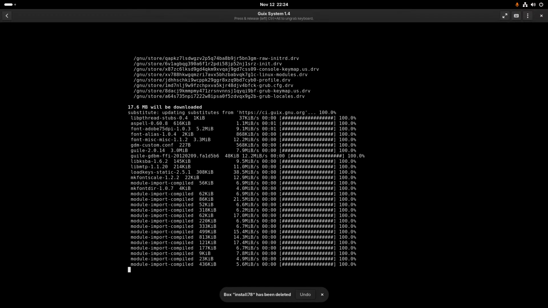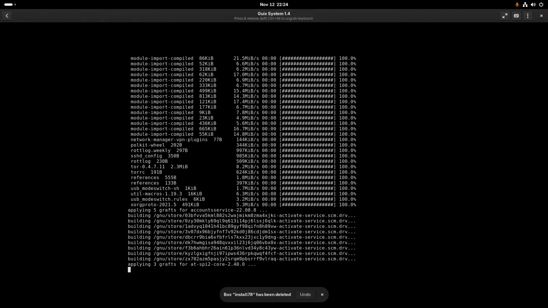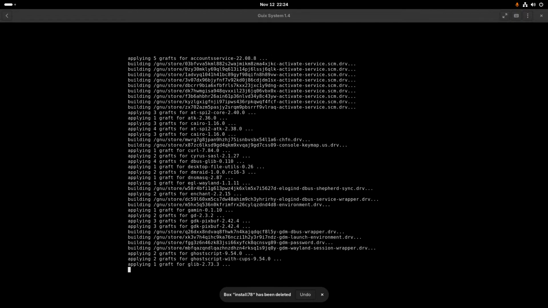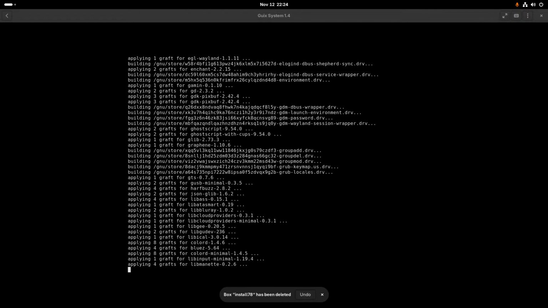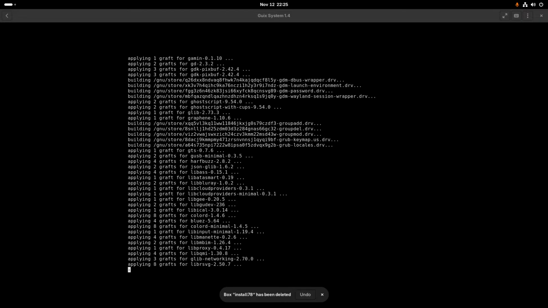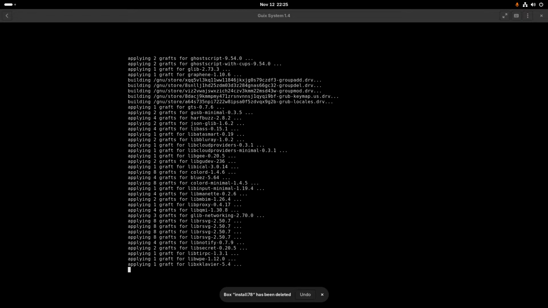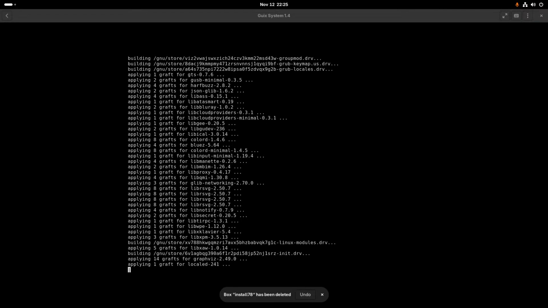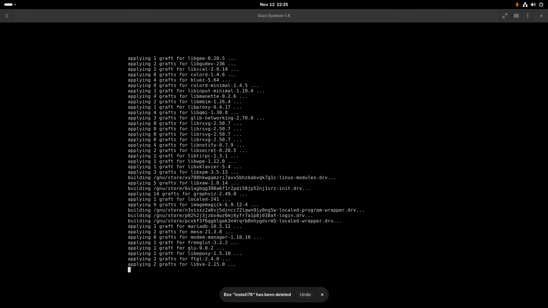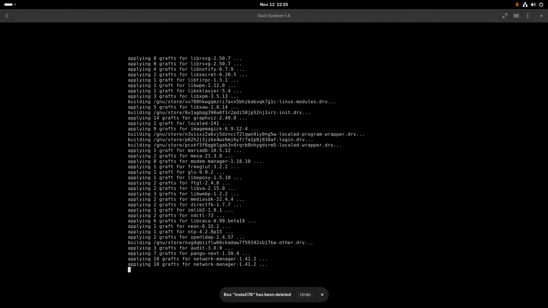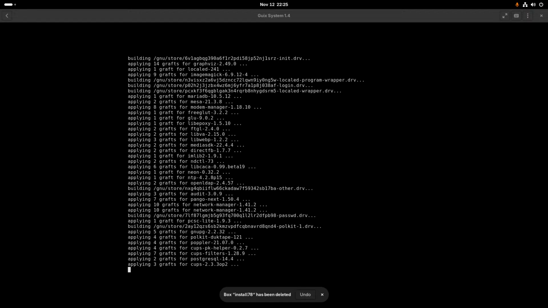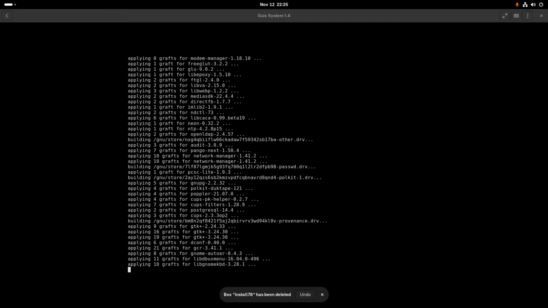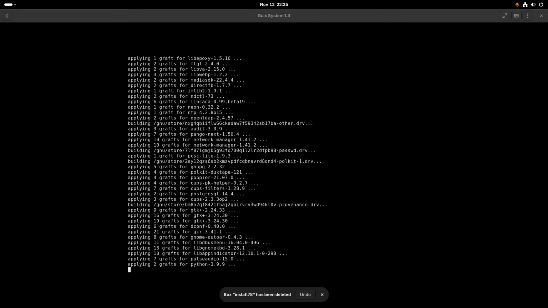QubesOS has something called Salt. It's the Salt Stack, management software. It's the management engine in dom0 by default. It enables administrators to declaratively configure systems through state files written in YAML. Essentially, I have to reread it because I'm like, what the fuck's the point of this?